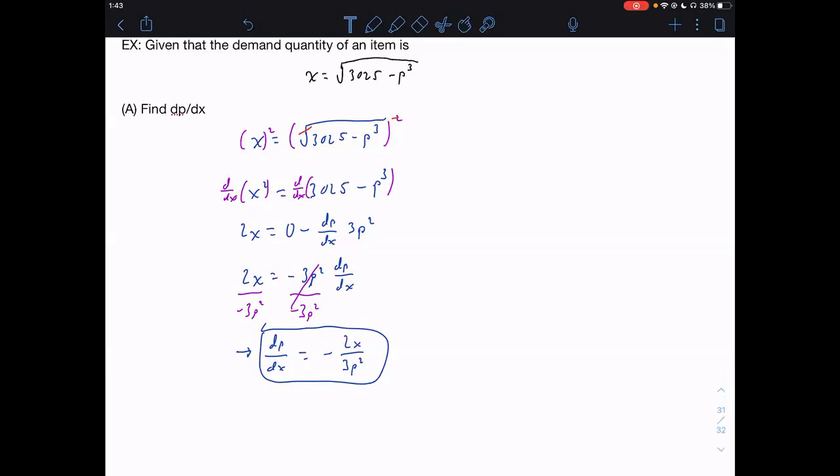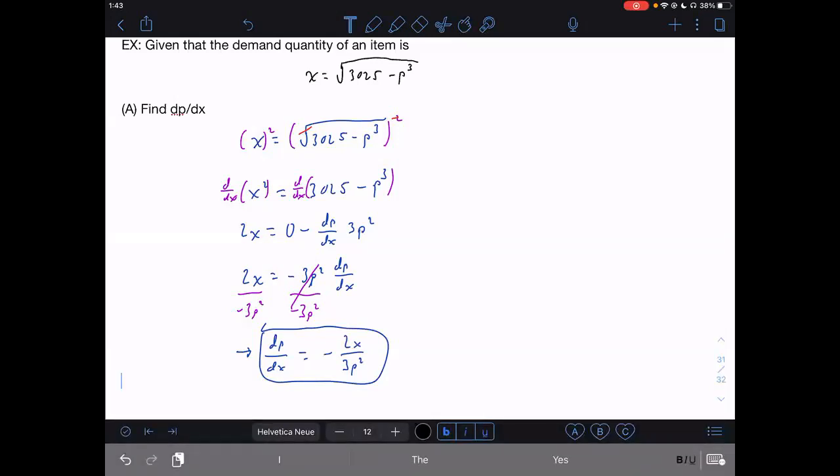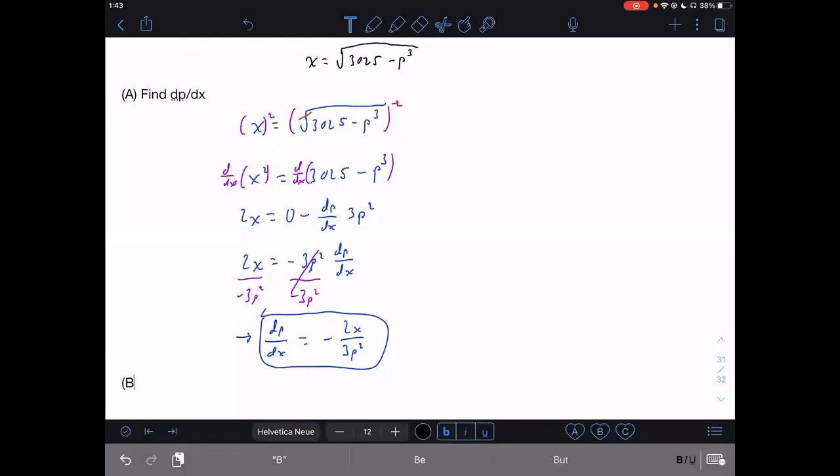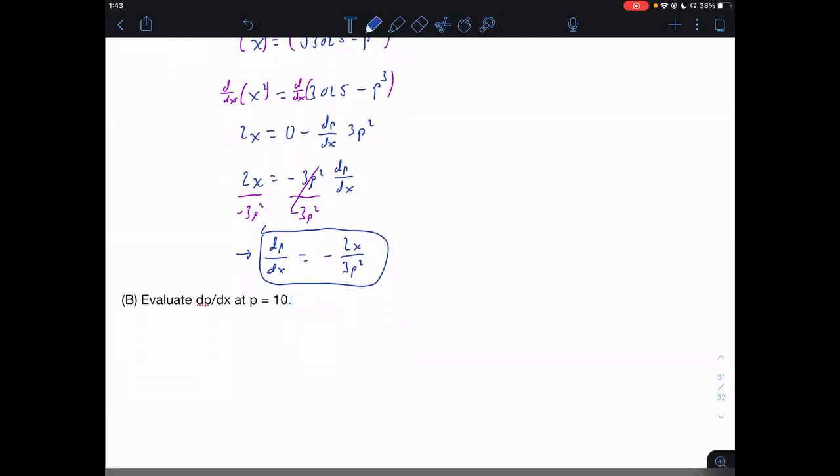But now let's do part B here. Let's do a part B. And suppose for part B, suppose we want to evaluate dp over dx, the implicit derivative that we just found. Suppose we want to evaluate this derivative at p equals 10. Evaluate dp over dx at p equals 10.